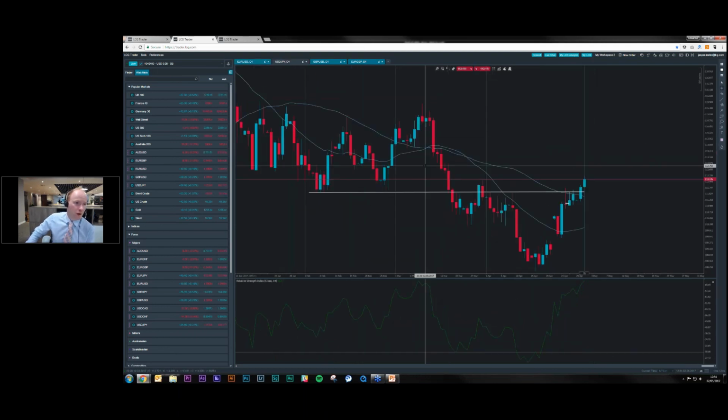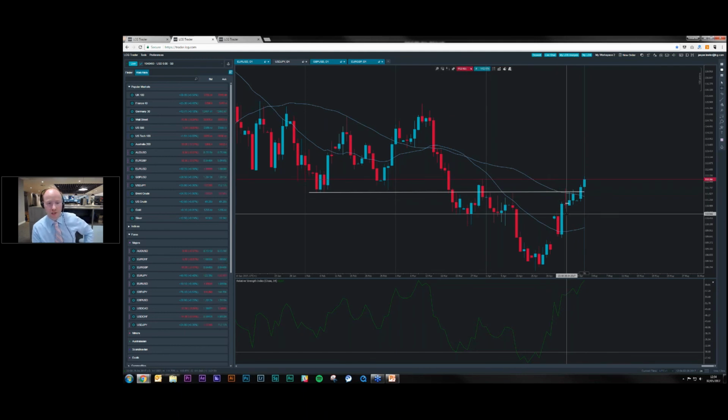Dollar yen we've had categorized as a downtrend for a while, but this correction higher definitely got more legs than I was suspecting. I thought this might be the end of it here when we had this dragonfly doji at the peak, at the old resistance here.